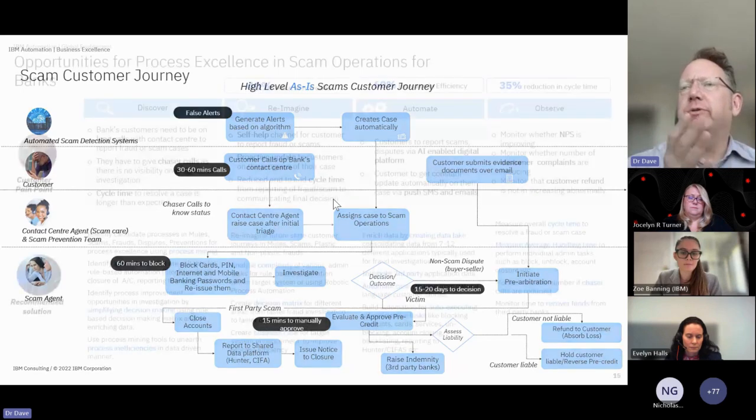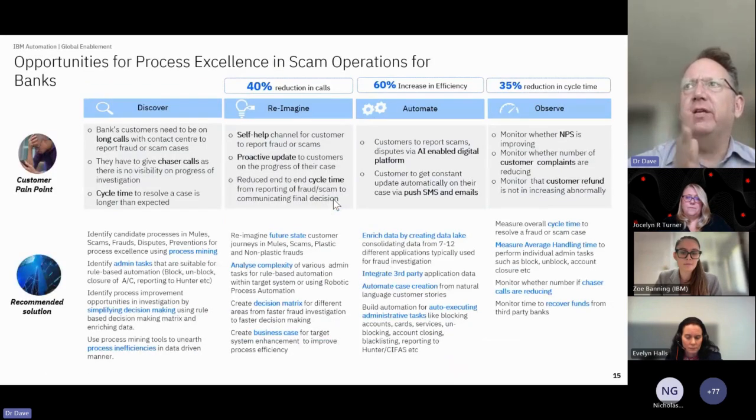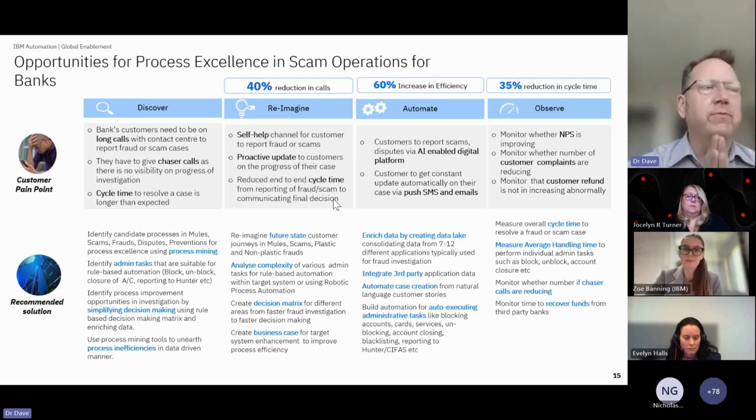So through some studies that IBM has done, we've identified three key areas of opportunity for improvement from a scams process perspective. One is just pure reduction in the number of calls. If you can be more proactive in giving your customers updates on what's going on, giving them information every time the case has changed, letting them know what's happening, then you're going to get fewer phone calls, less time spent on the phone, and better customer satisfaction, right?